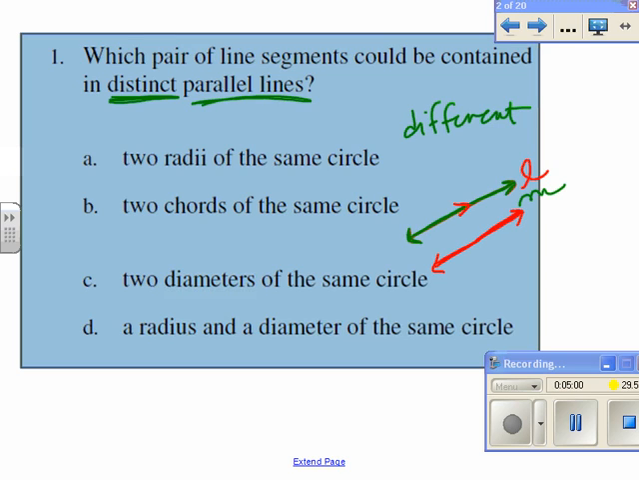Okay? And they are clearly different lines, okay? So answer that question, check it out with your teacher, and good luck.